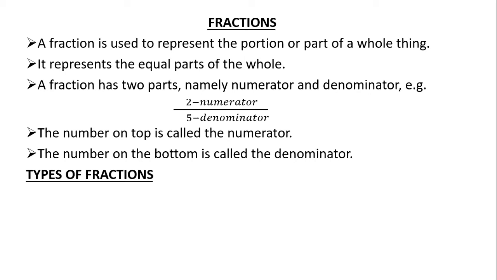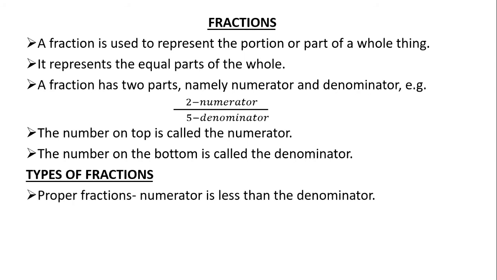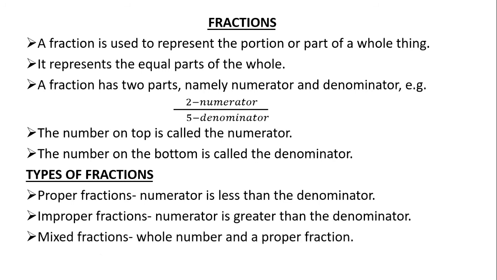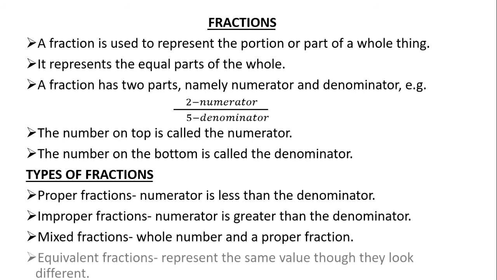Types of fractions. Proper fractions: the numerator is less than the denominator. Improper fractions: the numerator is greater than the denominator. Mixed fractions have a whole number and a proper fraction. Equivalent fractions represent the same value, though they look different.